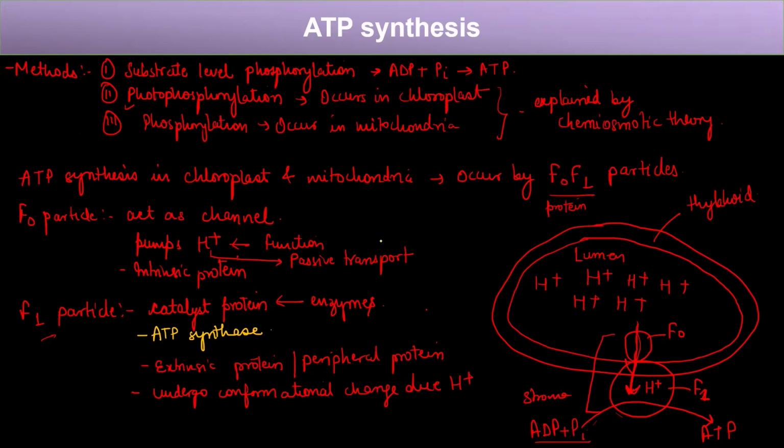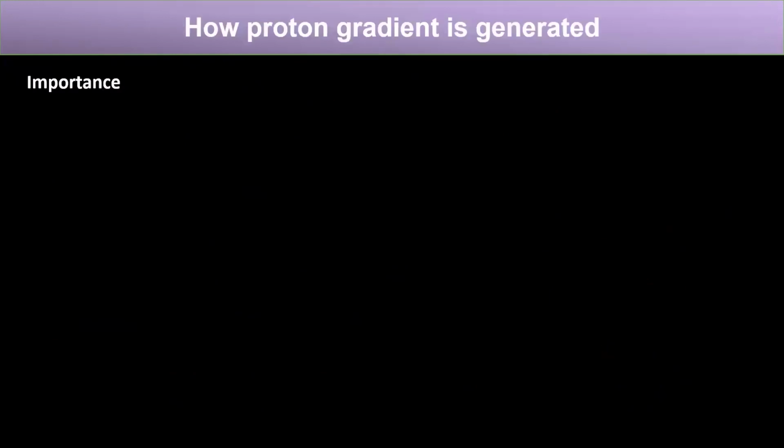It requires a channel. Hence, this passive transport will be what? It will be facilitated diffusion. It will be facilitated diffusion because something is facilitating the diffusion, or the movement, of hydrogen ions. Okay, so this is all about how ATP synthesis takes place.